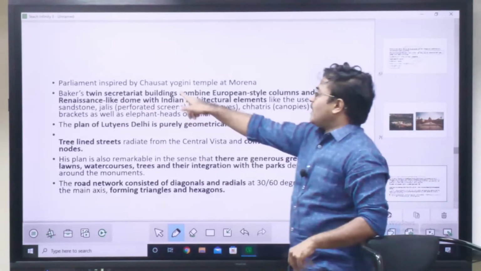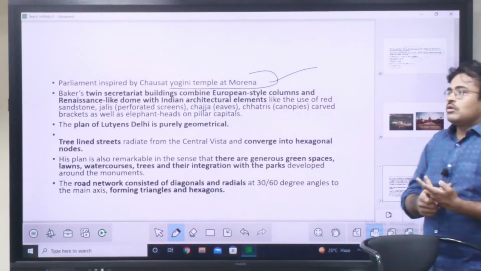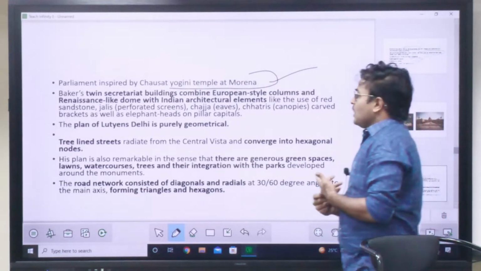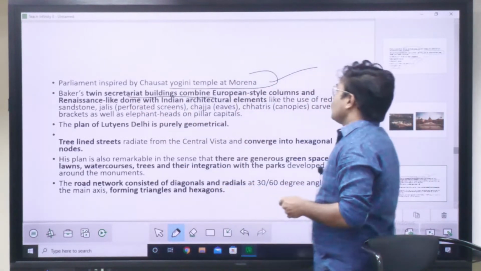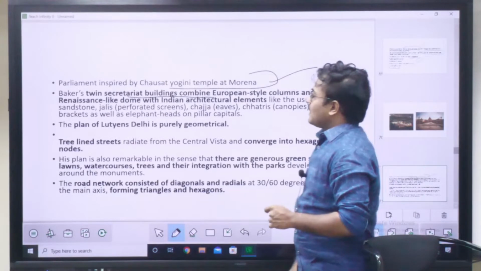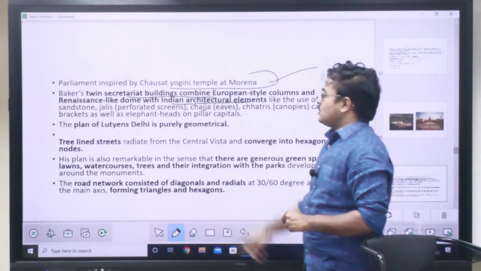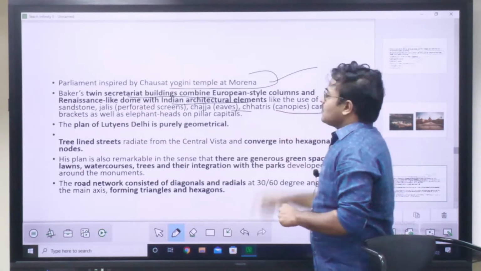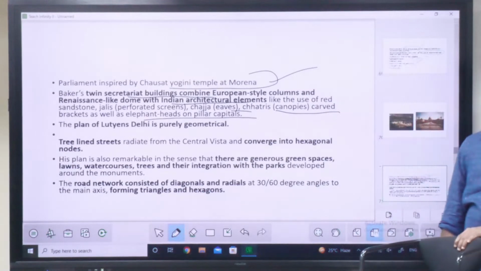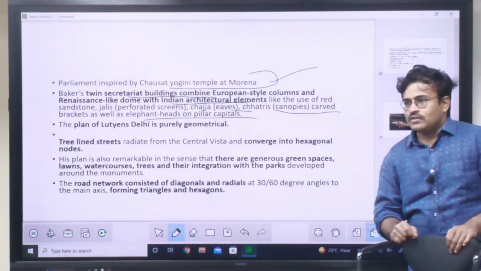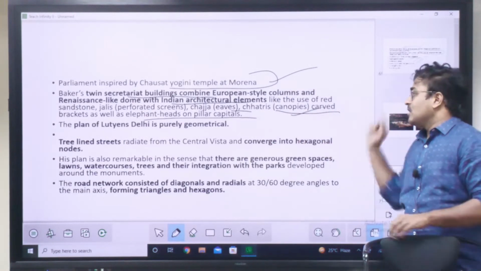Parliament is inspired by the Chausath Yogini temple at Mitawali. Baker built the twin Secretariat buildings, combining European style columns and a Renaissance-like dome with Indian architectural elements like the use of red sandstone, jali, chajja, chhatri, carved brackets as well as elephant heads on pillar capitals. Will you be able to write an answer based on this? I think it's easy. Some 5-6 points you can easily bring out from this.